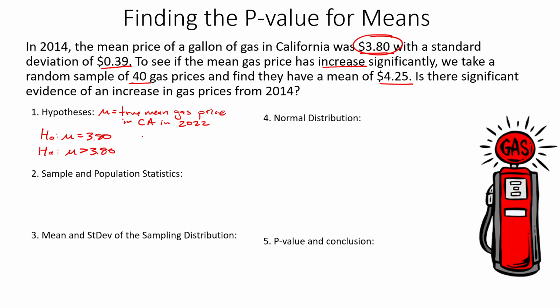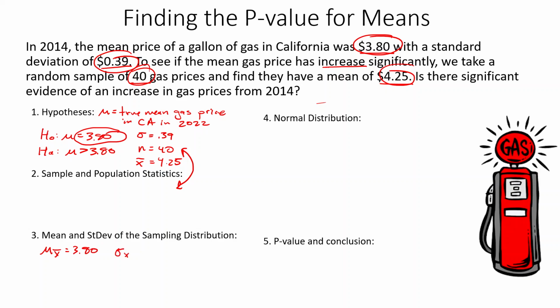And we can write down any other things we have, like we were given a standard deviation of 0.39. We're given a sample size of 40. And we're given a sample mean, an x bar, of 4.25. Sample and population statistics. Now we need to find the mean and standard deviation of the sampling distribution. So the mean of the sampling distribution will be equal to the mean from the null hypothesis, 3.80.